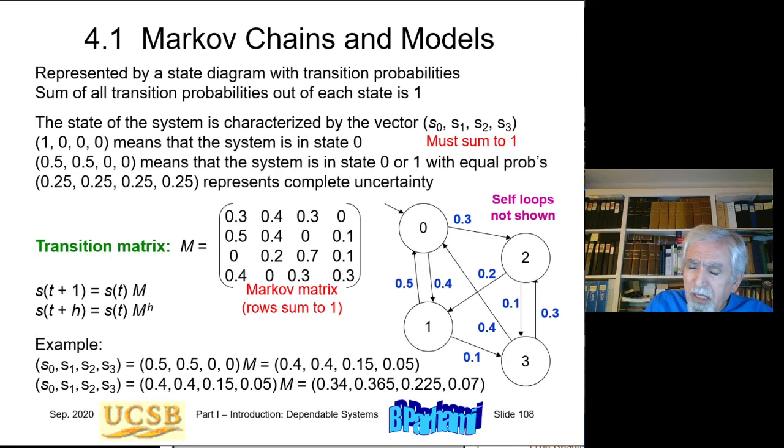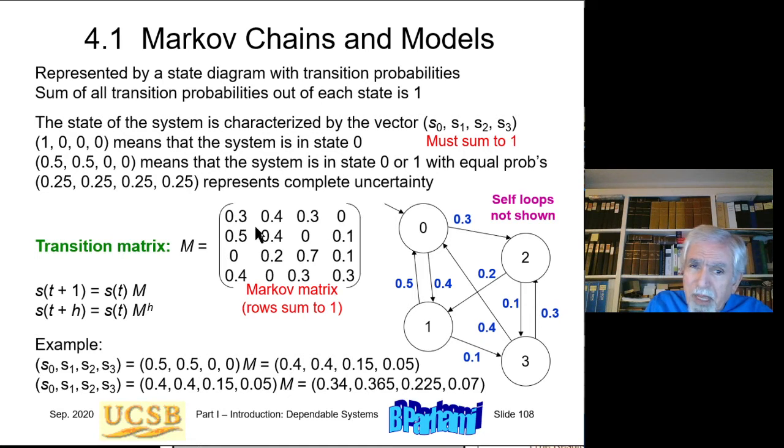There's a clock. And on every clock cycle, there's a 30% probability that the system, if it's in state 0, transitions to state 2. There's a 40% probability that it goes to state 1. So 0.3 plus 0.4 is 0.7. That means with 30% probability the system remains in state 0. These are self-loops that are not shown in this diagram to avoid clutter, okay? Because their probabilities can be derived from the other transitions.